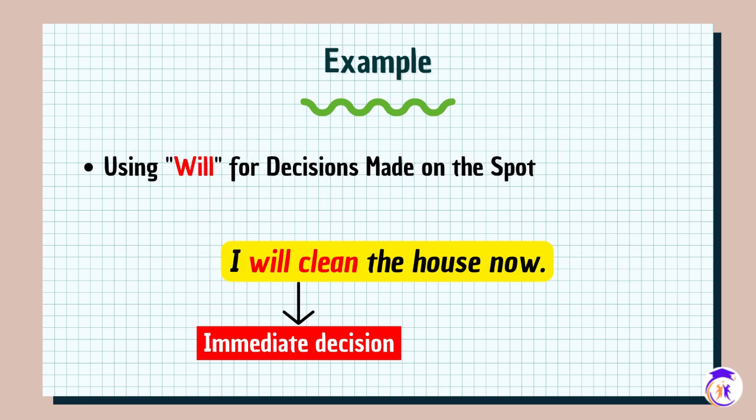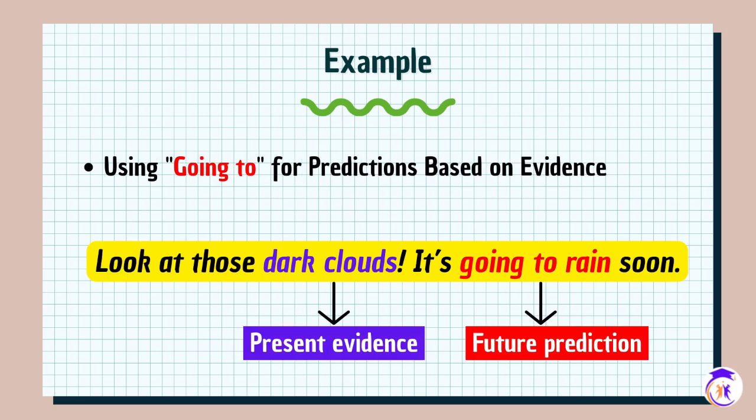Using will for decisions made on the spot. I will clean the house now. The speaker decides at the moment of speaking to clean the house. There is no prior plan. It's an immediate decision.